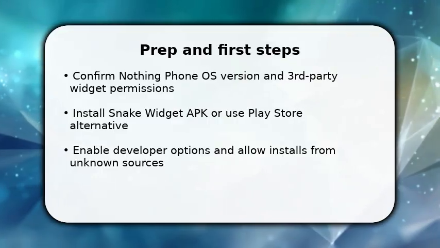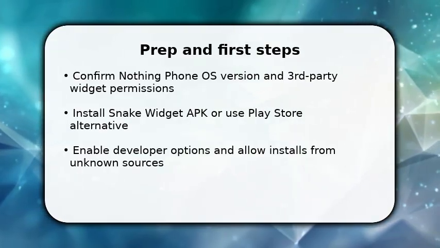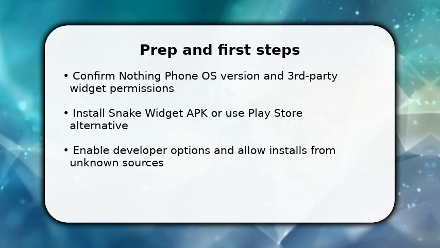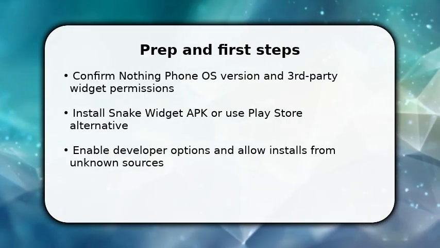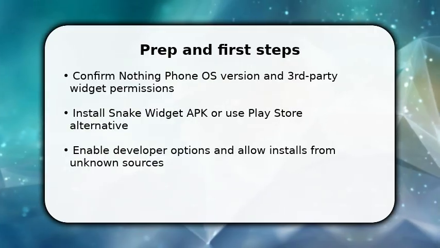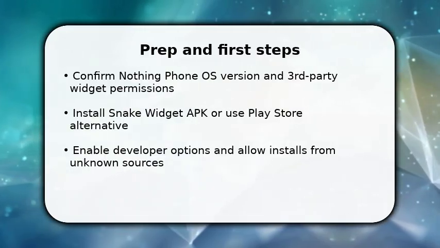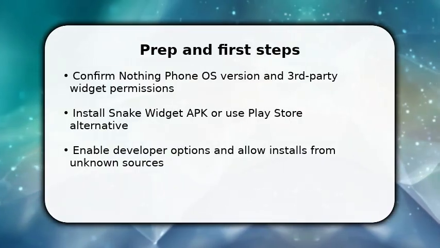You start by verifying your Nothing Phone OS build and turning on necessary permissions. This prevents later conflicts. Once done, enable developer options and allow installs from unknown sources so the Widget APK can be loaded. Next, download the Snake Widget APK or locate a trusted Play Store equivalent. Make sure its Android target matches your phone.